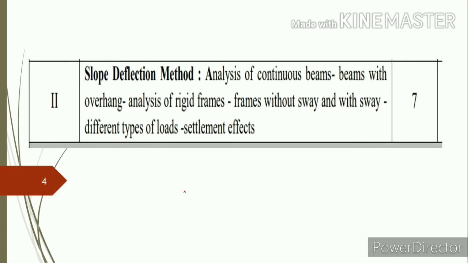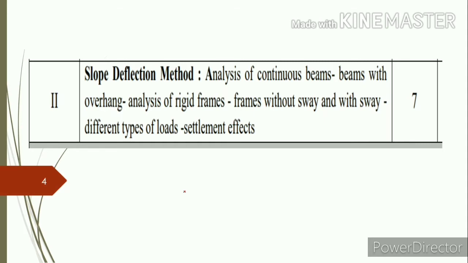Then the application of the slope deflection method, that is the analysis of continuous beams and beams with overhangs which carry different types of loads. Then the analysis of rigid frames with sway and without sway. Sway means the lateral movement of the frame with respect to the support. Also the settlement effect: when the support is settled by an amount delta, what will be the change and how we will calculate the deflection moment using this method will also be discussed.